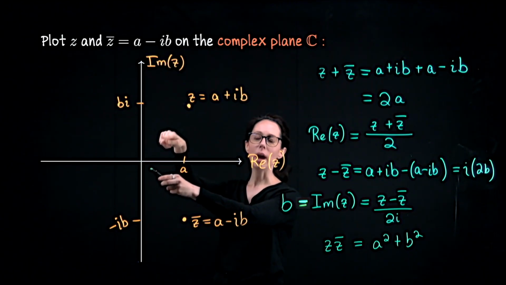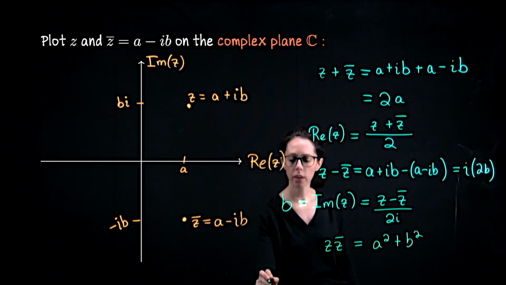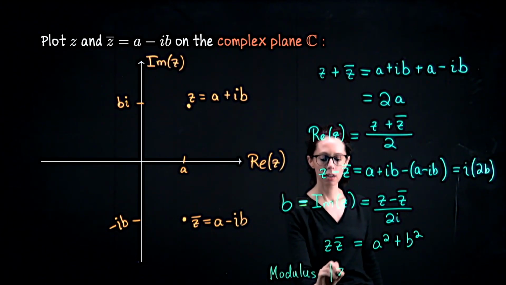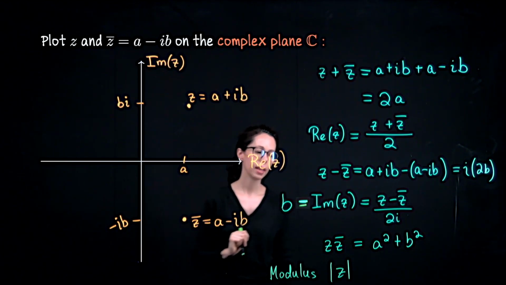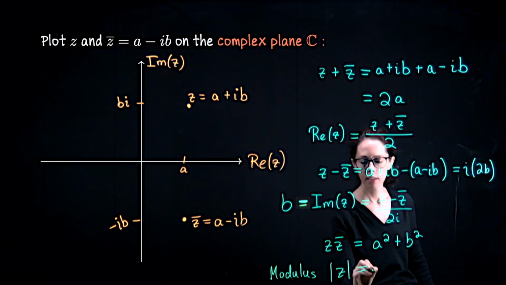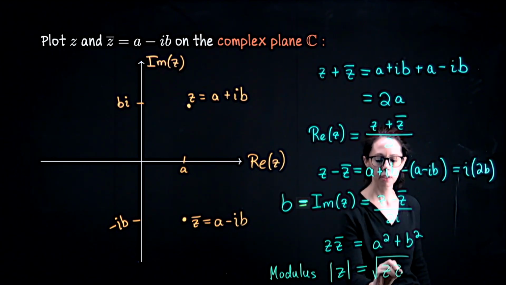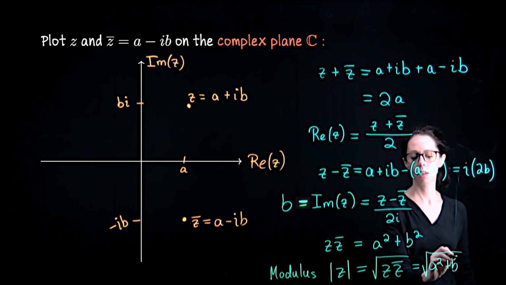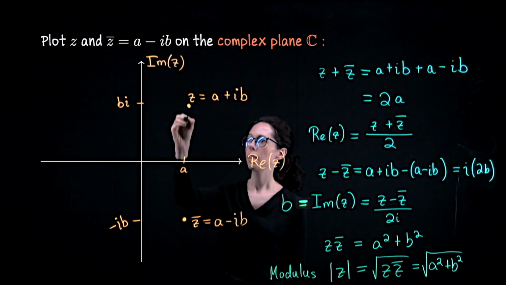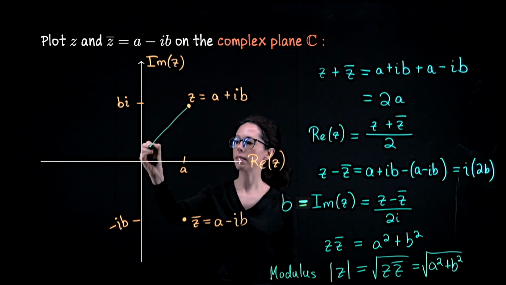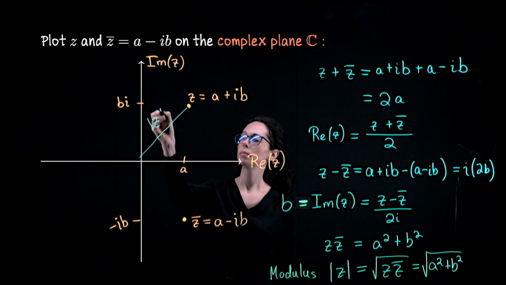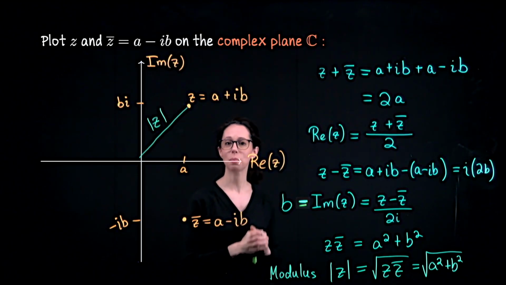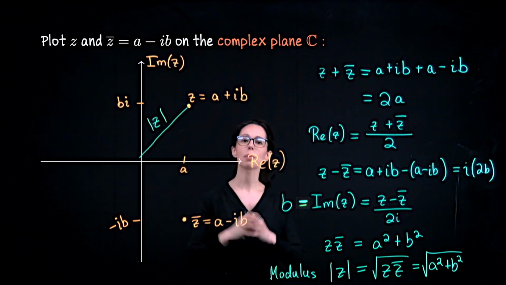So if I took the square root, I would get the distance from z to the origin. That's what we call the modulus. It looks like absolute value of z. It is the square root of z times its complex conjugate. Or in other words, it's the square root of a squared plus b squared. And to place it on this picture, the modulus of z indicates the length of this line segment I just sketched. Okay, so that is just a quick look at the complex plane and how to visualize complex numbers on this plane.